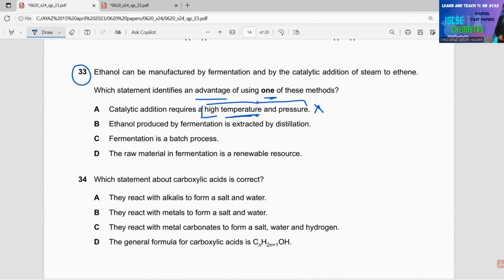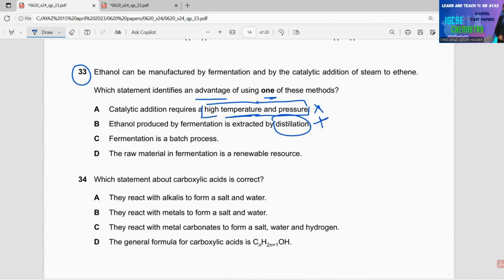As well as pressure, which means it's not an advantage, it is a disadvantage for this process. B, ethanol produced by fermentation is extracted by distillation. Again, this requires more procedures to purify the ethanol produced here. So this is not an advantage.